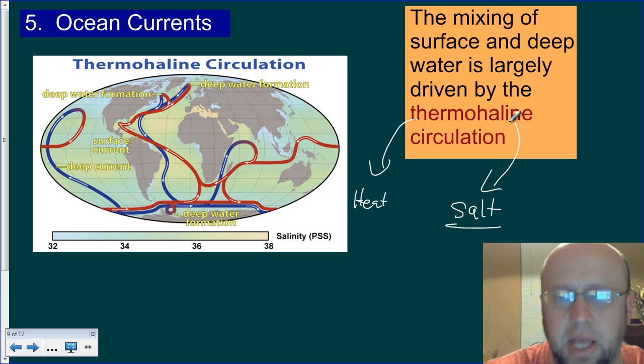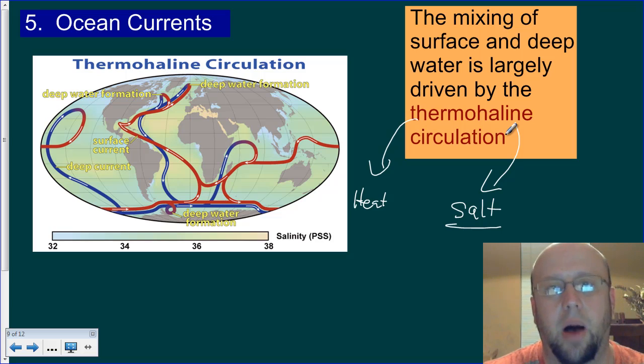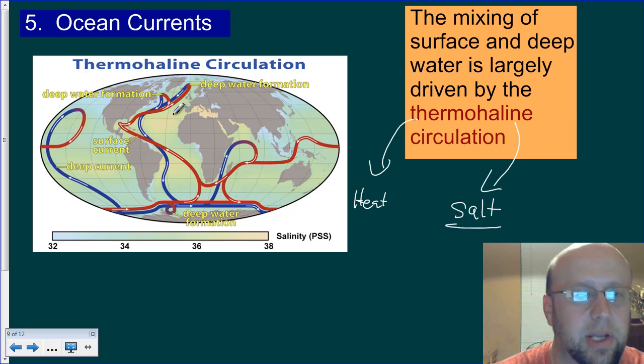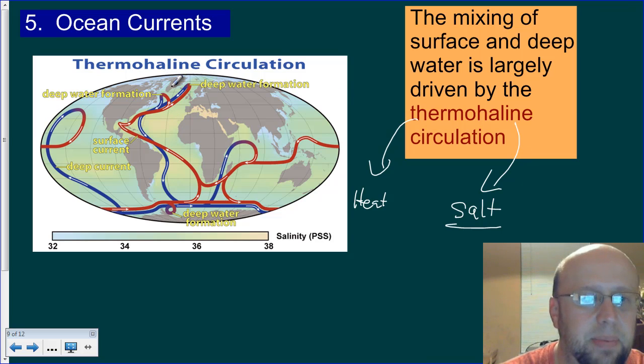So the thermohaline circulation is basically the fact that the more salt that's dissolved in the water, that has a great effect on where these overall currents go. And so basically the way that we can look at that is, what I want you to look at on this map here is that there are a couple of places of what we call deep water formation.